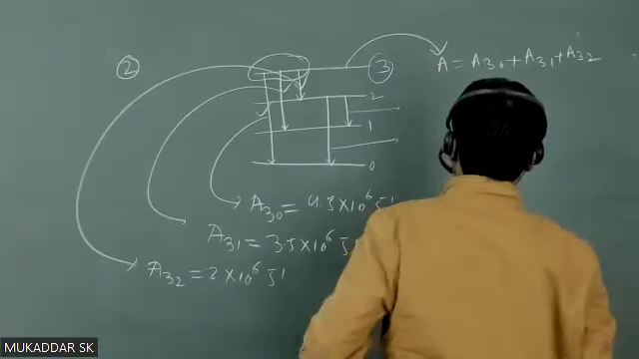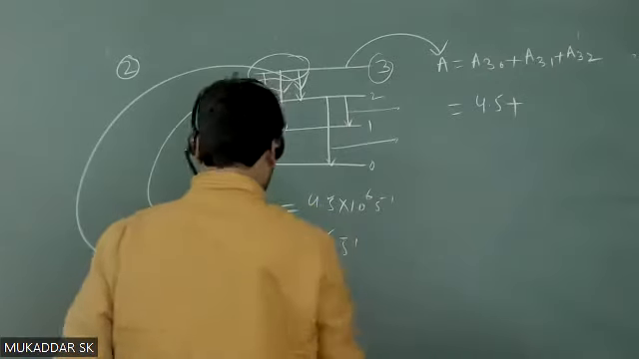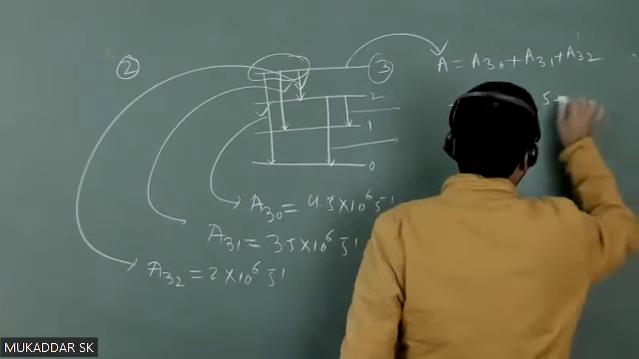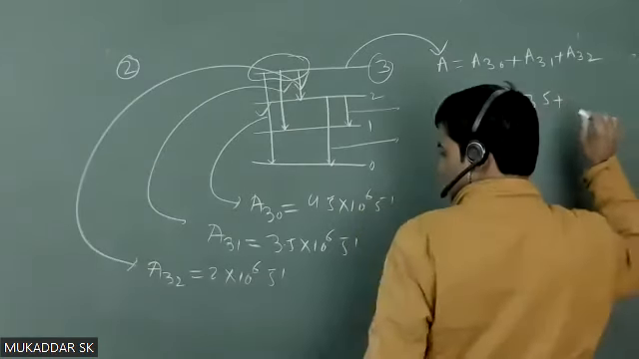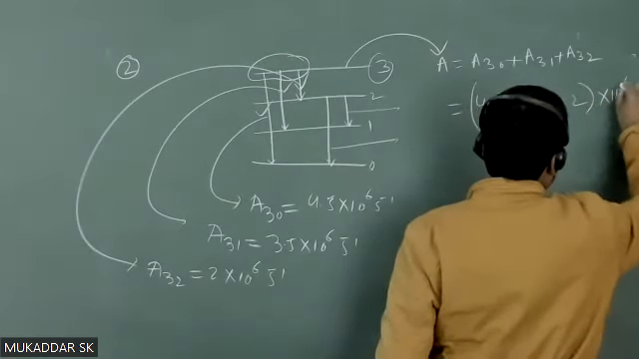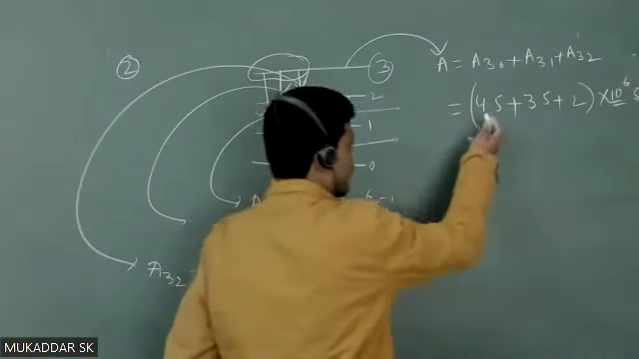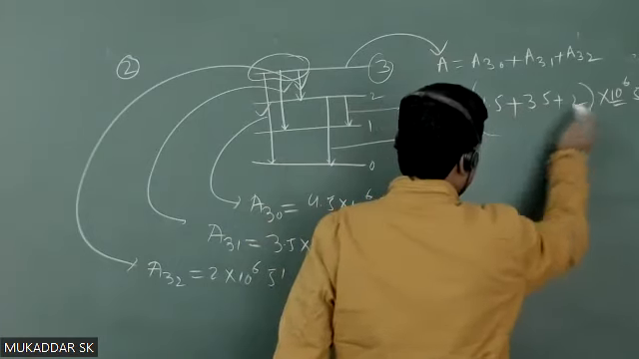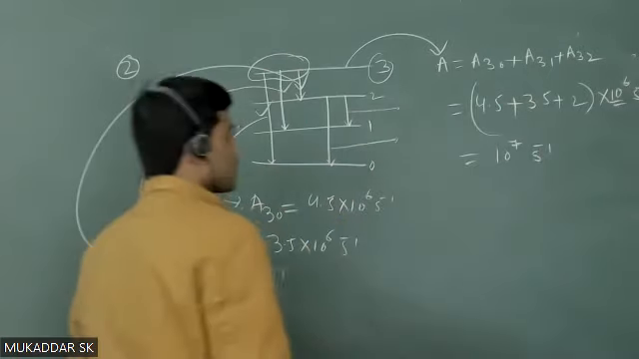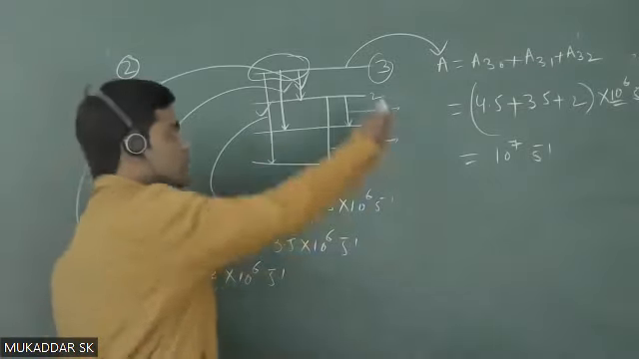So A30 is given, that is 4.5, into 10 to the power 6. Okay, let me check. 4.5 plus 3.5 plus 2, and you have 10 to the power 6 second inverse, common to all. So this is 8 plus 2, 10. So this is 10 to the power 7 second inverse. This is the net probability of spontaneous emission of level 3.